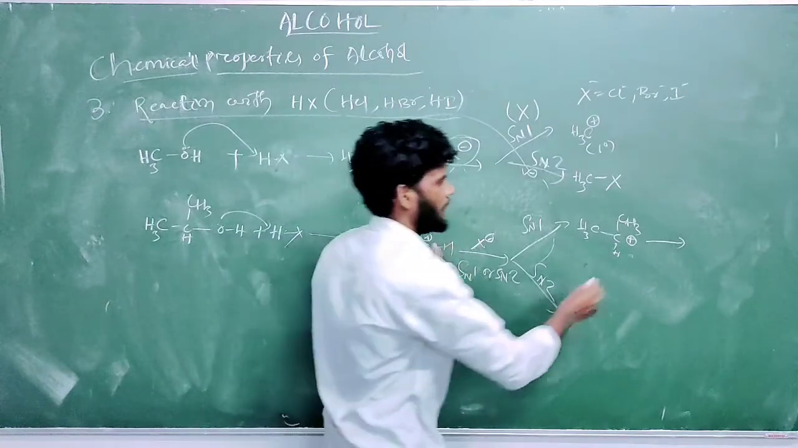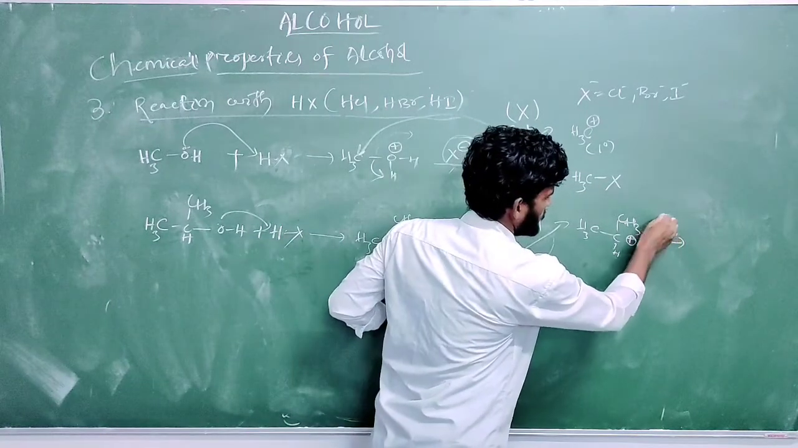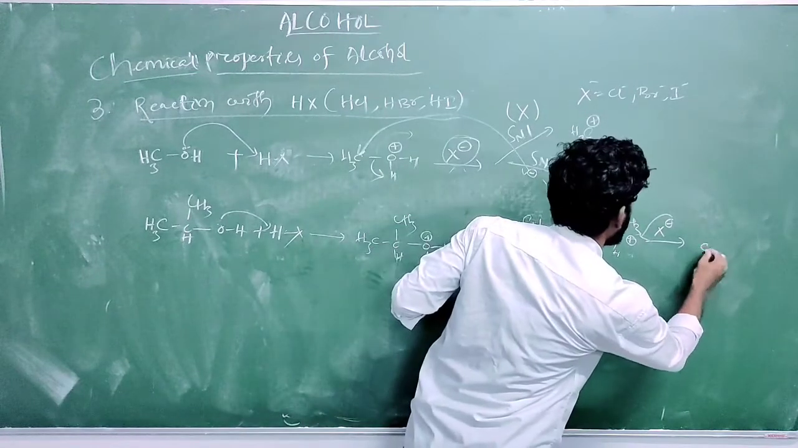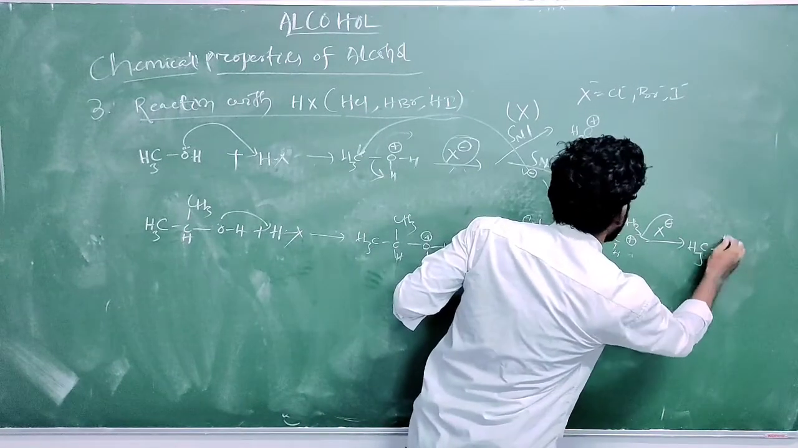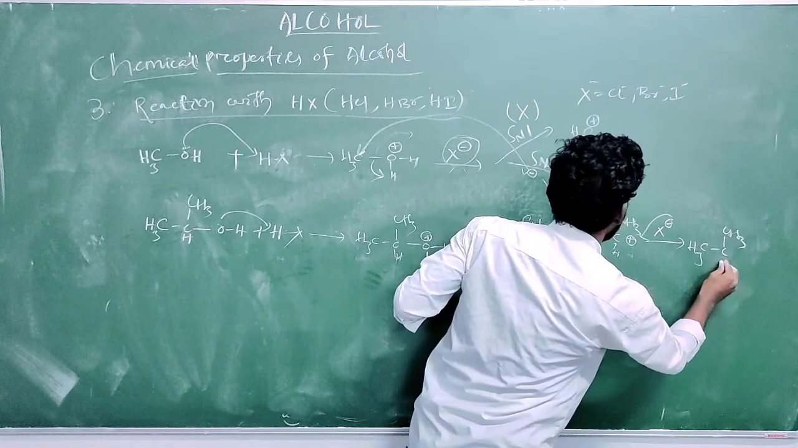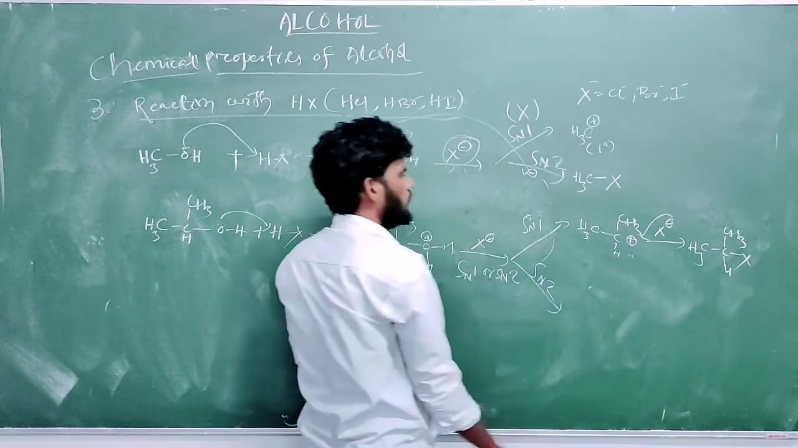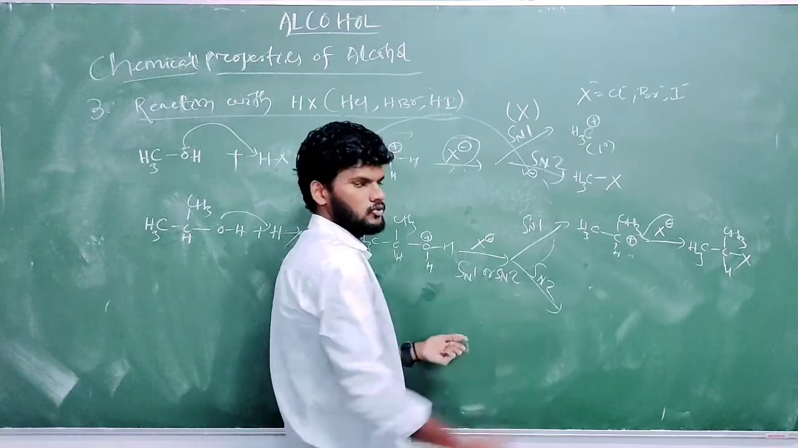The X minus which is present here will just attach to that carbocation. So what will it form? CH3-CH(X)-CH3. Okay, and coming to the SN2 pathway.